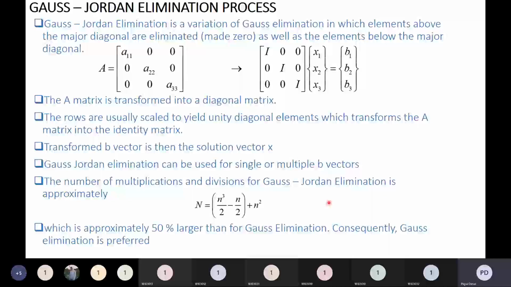So how many operations do you have to perform? In Gauss elimination also, I will give you that formula for the number of operations, so you can compare both and decide which one is more efficient. Anyway, moving to the next slide.